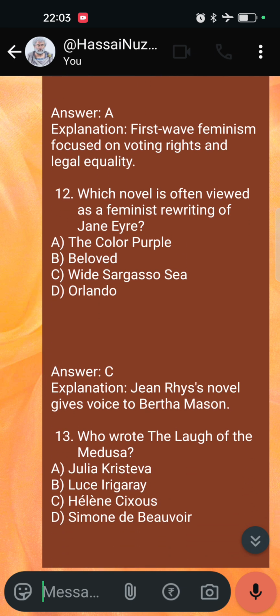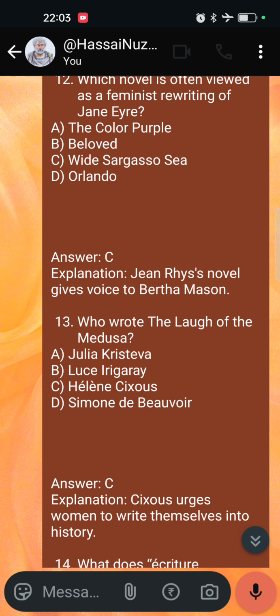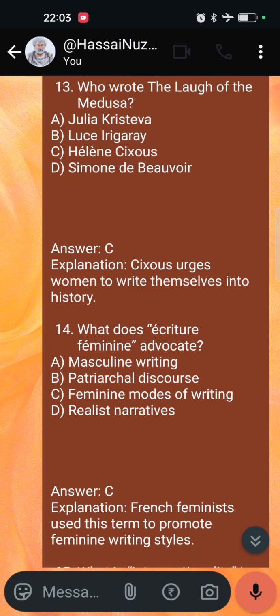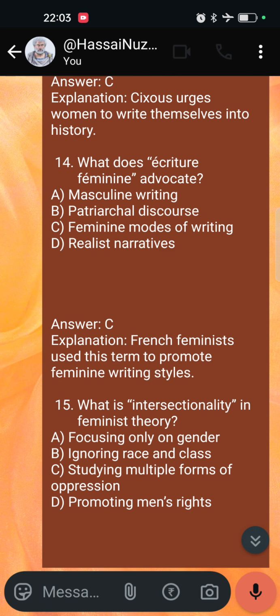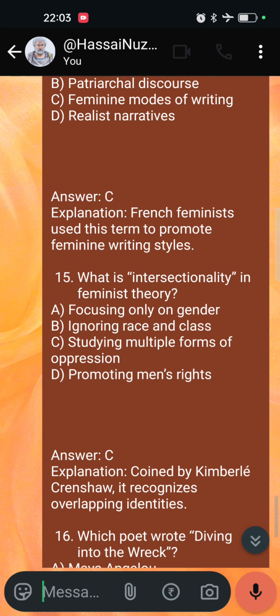13th question. Who wrote The Laugh of the Medusa? Answer C. Hélène Cixous. Cixous urges women to write themselves into history. 14th one. What does écriture féminine advocate? Answer is C. Feminine modes of writing. French feminists used this term to promote feminine writing styles. 15th question. What is intersectionality in feminist theory? Answer is C. Studying multiple forms of oppression. Coined by Kimberlé Crenshaw, it recognizes overlapping identities.